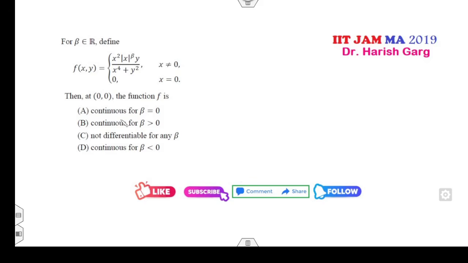Whether the function is continuous or not. So that's a similar question, very simple. What will happen if beta is 0? Your function is x square y over x4 plus y square. Is it continuous? You can see 2 over 4 plus 1 over 2, is it greater than 1? No, the function is not continuous. So you can choose any beta. So let's say beta is my 1.